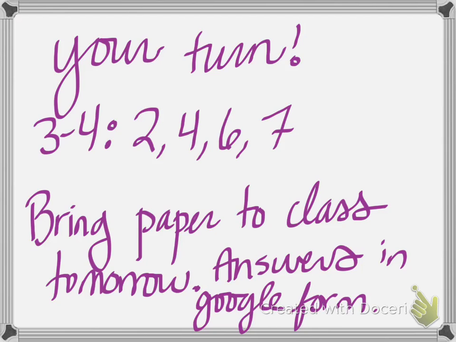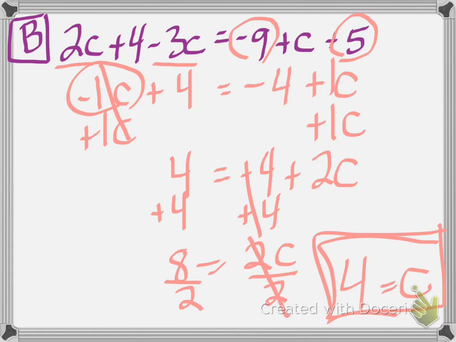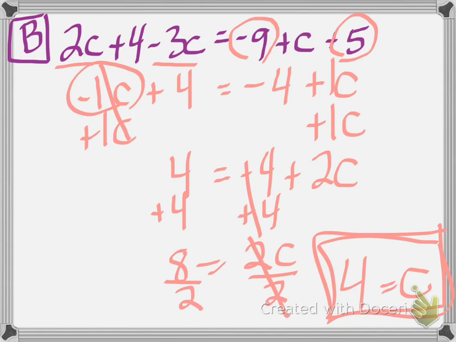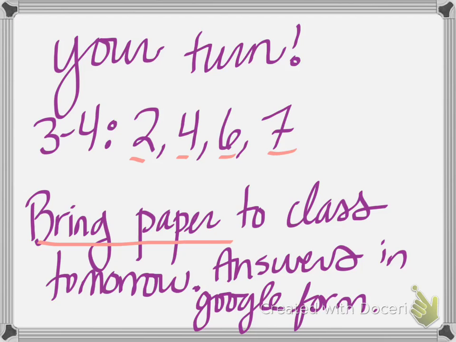Here is your turn. So in 3-4, please do number 2, number 4, number 6, and number 7. Bring your paper to class tomorrow with all of the work. Just submit the answers in the Google form. So your answer would be c equals 4 or 4 equals c. z equals 1. Okay, so your answers are very short, but bring your paper tomorrow in class. I want to take a look at it.